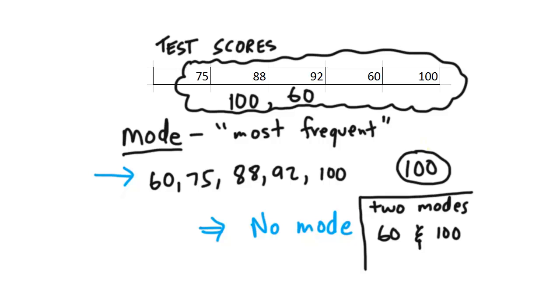So in summary, it's possible that a data set has no mode, like the first case that we looked at, where there are no repeats. It's also possible that a data set has only one mode, right, which is when we add the 100. And it's also possible that a data set has 2 modes, right, when we added the 60 there. And normally we just stop there with the 2 modes.